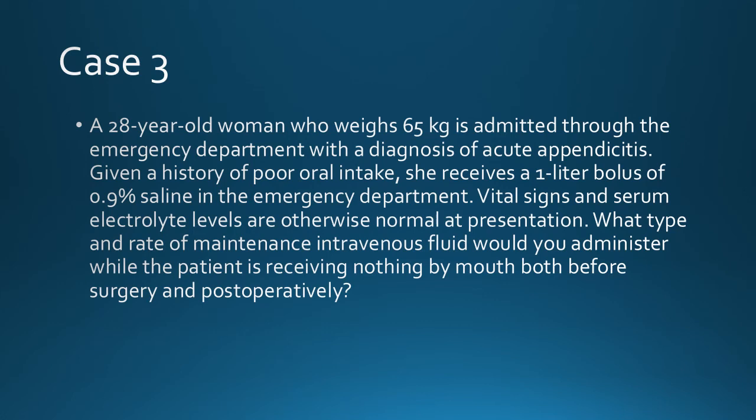Make sense? So again, very straightforward kind of orders. You don't have to write a frequency on fluids like that because they're going to be running continuously. So as you write 125 mLs per hour, it is implied that it's going to be running continuously. Okay? Any questions on that? Okay.